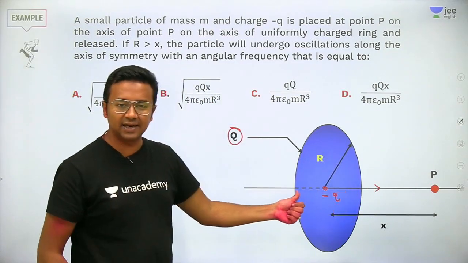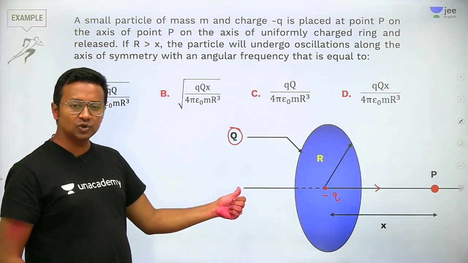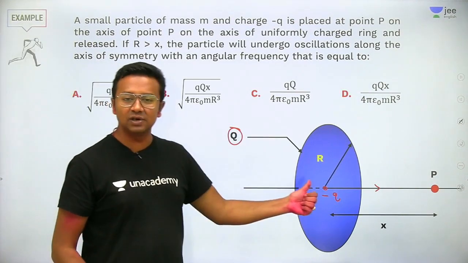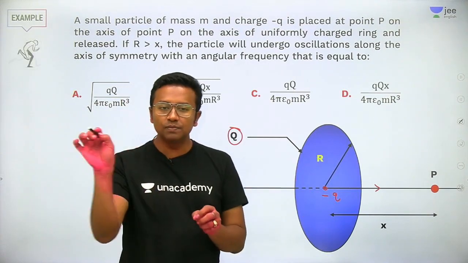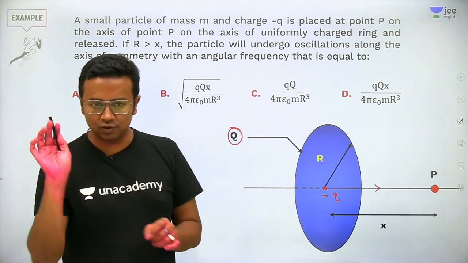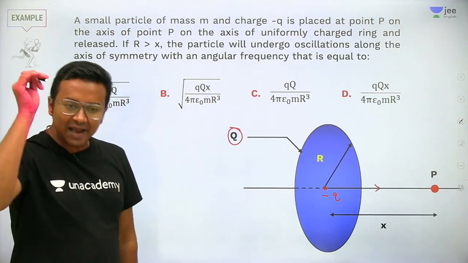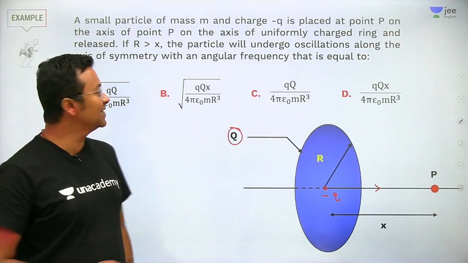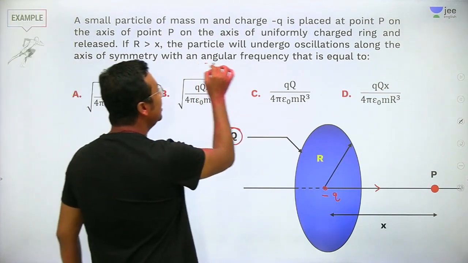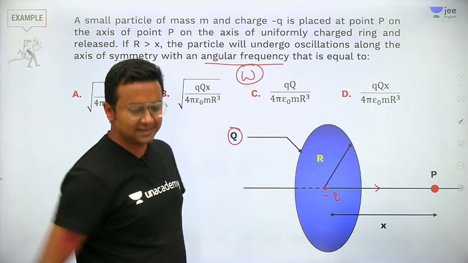It will come back to the center, but it will not stop at the center. It will go to this side, and when it goes to this side, there will be a restoring force again towards the center. That means it is going to observe a SHM, because there is a restoring force. I am telling you there is going to be a SHM. Now what I am asking you is to find out the angular frequency, that means omega, of this particular SHM.